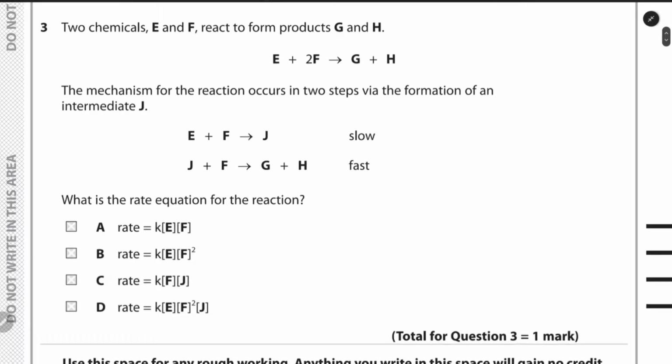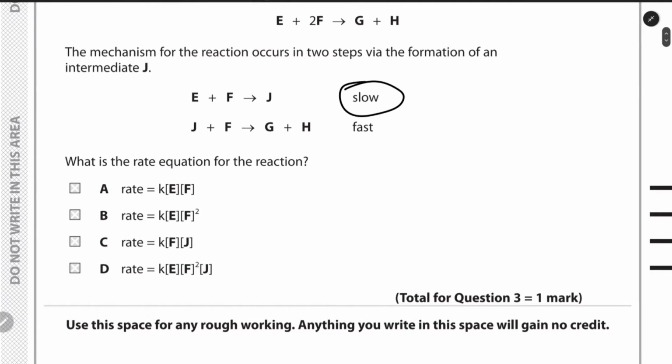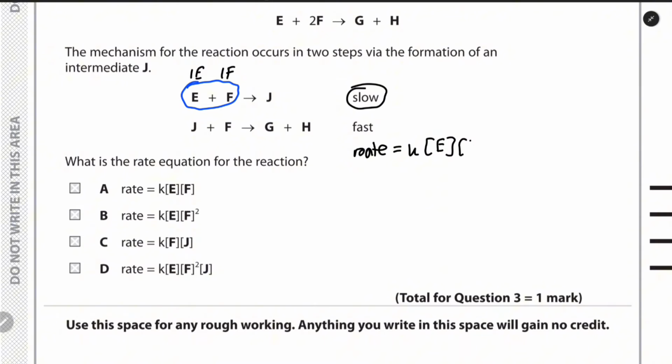Now in question 3, we are given the reaction E plus 2F goes to G plus H. The rate determining step or the slow step is this reaction. So the reactants of this reaction will be involved in the rate. So we have one E and one F. So the rate equation will be K times the concentration of E times the concentration of F without any power. So A is our answer.